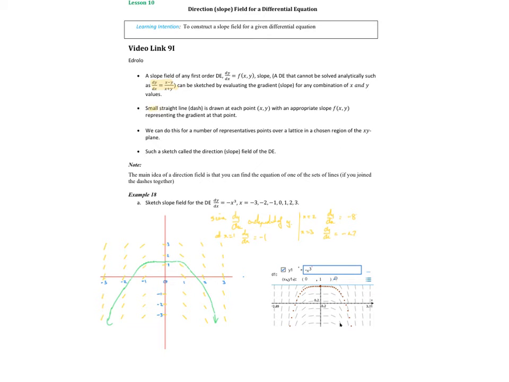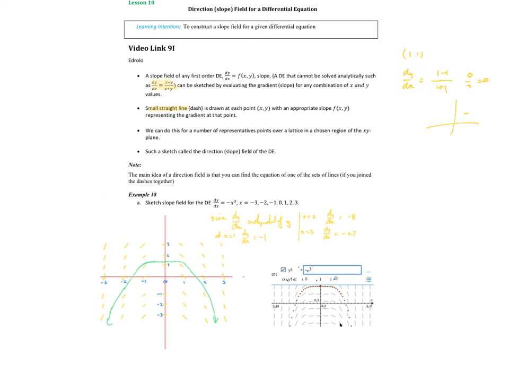So we just put small straight lines or dashes at each point for x and y with the appropriate slope for the value that we get by substituting in. So for example, dy/dx equals (x minus y) over (x plus y), if I put in the point (1, 1), I get dy/dx equals (1 minus 1) over (1 plus 1), which is 0 over 2, which is 0. So at the point (1, 1), I'm going to put a little horizontal line there because that's a gradient of 0.